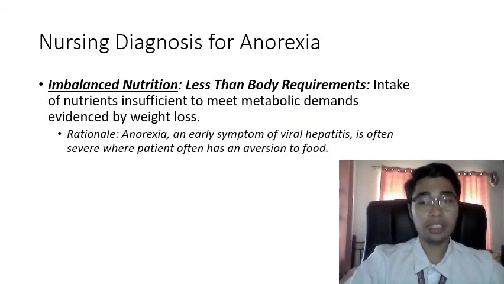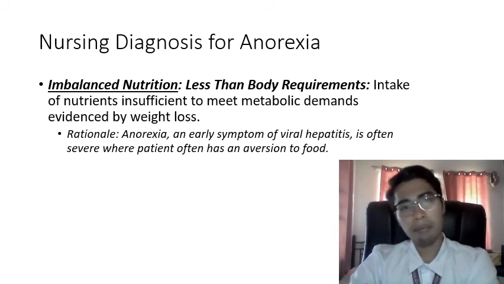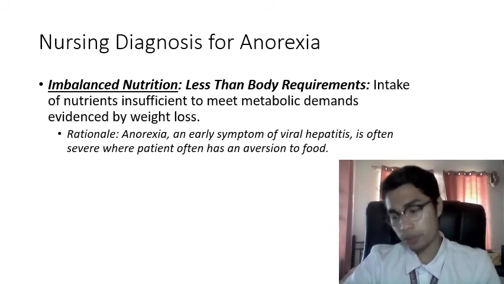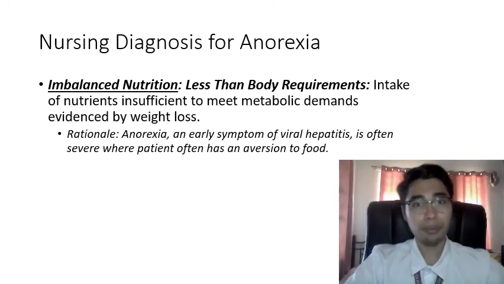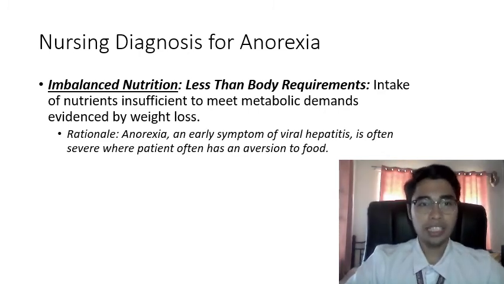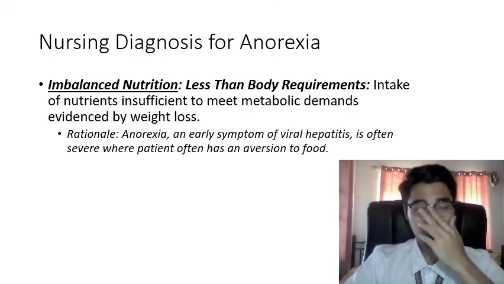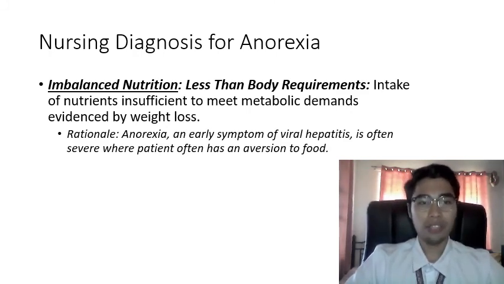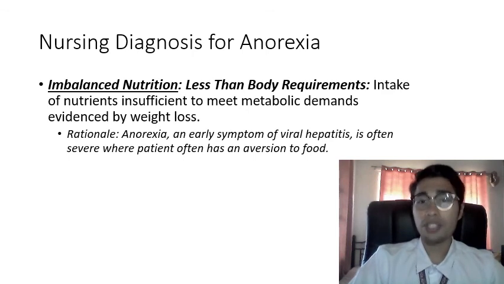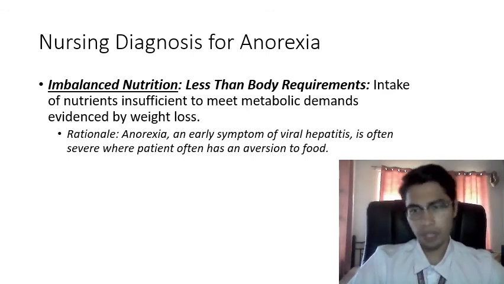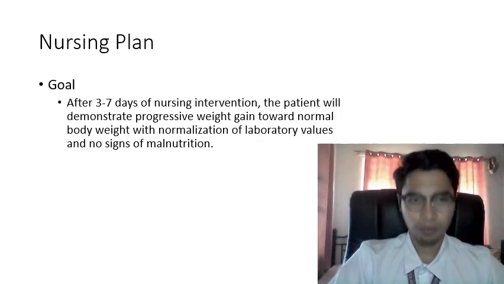So what's our nursing diagnosis for anorexia? Imbalanced nutrition less than body requirements. Intake of nutrients is insufficient to meet metabolic demands evidenced by weight loss. So this is an imaginary patient. Rationale for that is that anorexia is an early symptom of viral hepatitis, which is often severe when the patient has an aversion to food. So if the patient loses appetite and doesn't want to eat, anorexia happens.